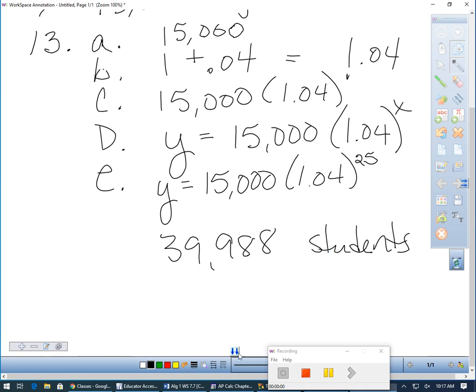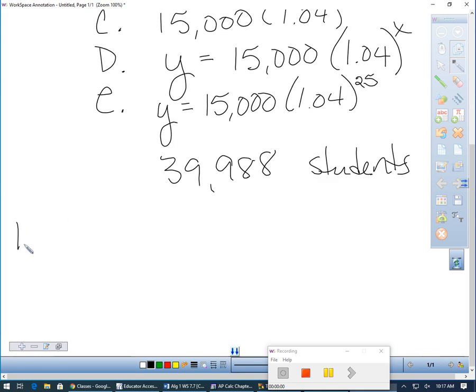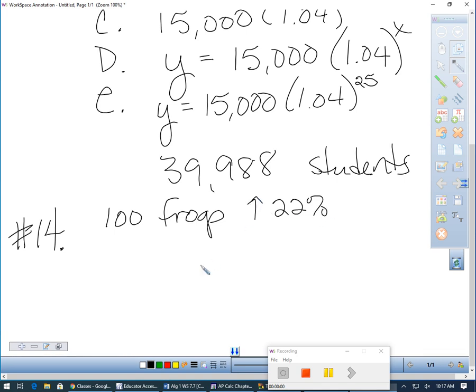Alright, let's talk about number 14. On number 14, it says the population of 100 frogs. So I have 100 frogs. And it increases at a rate of 22%. I'm going to put a little arrow meaning increasing. Okay? Increases at 22%. How many frogs will there be in 5 years?